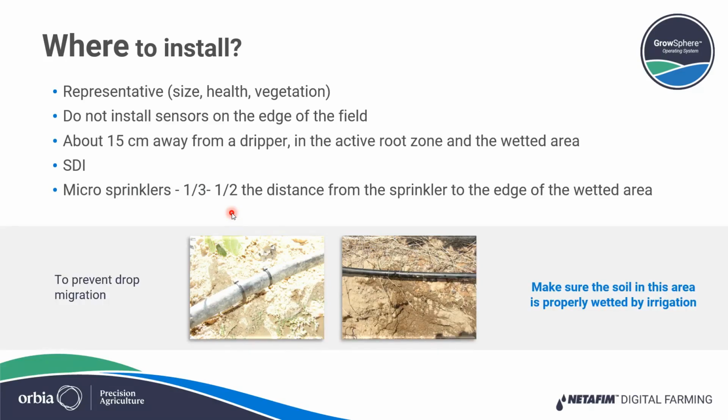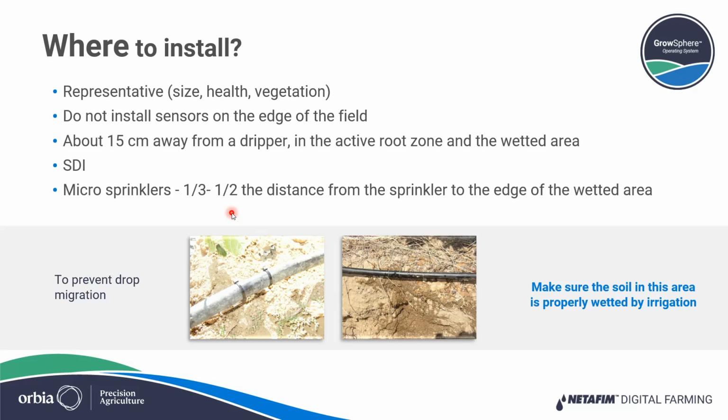Where to install? First of all, we talked about it. It should be in a representative place in terms of size, health, vegetation of the plant. Do not install the sensor at the edge of the field because it's not representative. It is more dusty, you have machinery movement. So you have to be in a representative place inside the field. But choose a place that will be easy to track, to go and see the sensors. And if you have to maintain something, it should be easy to reach.